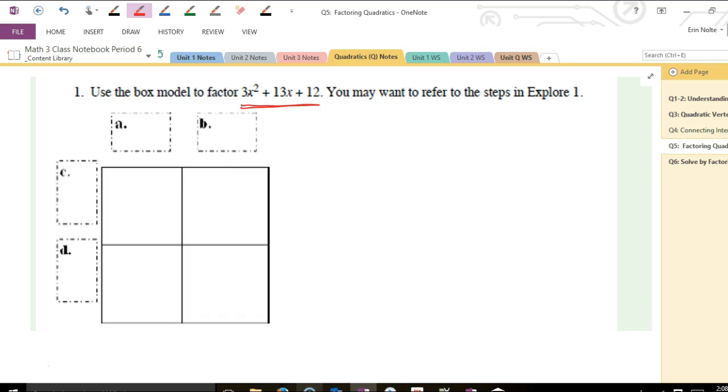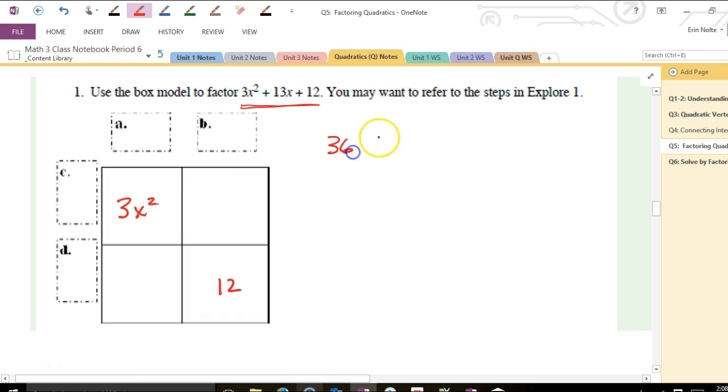All right, this is how the box method works. You start by taking the first term, which is 3x squared, and I put it into that first place in the box. Then I take the last number, 12, and that goes in the last spot in the box, down below. Next I'm going to multiply the numbers in my two boxes. I'm going to ignore x's for now. So I'm just going to do 3 times 12. What's 3 times 12? 36.